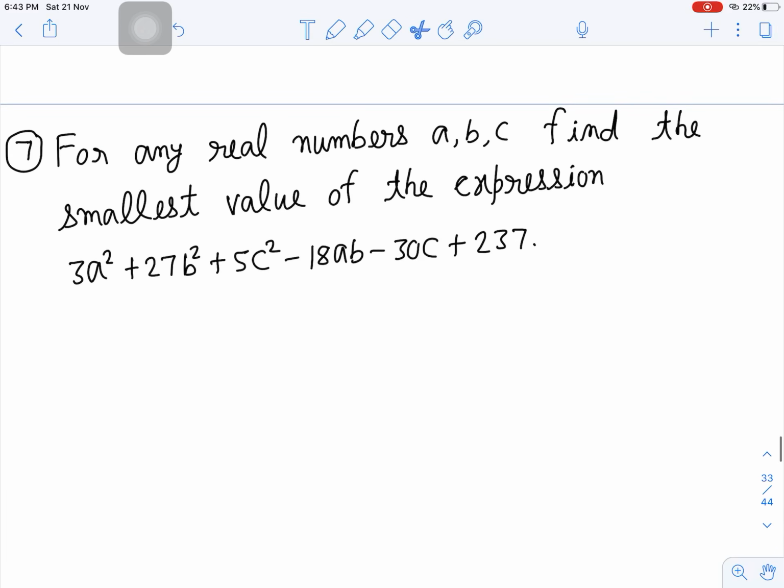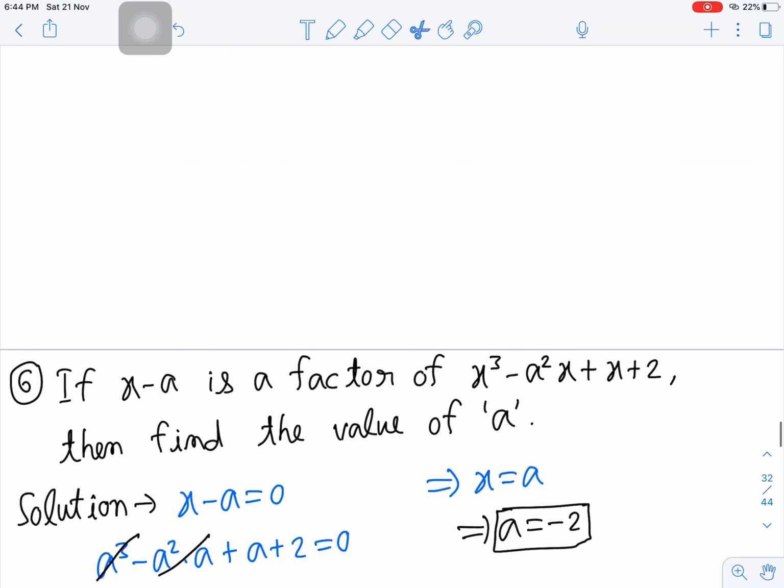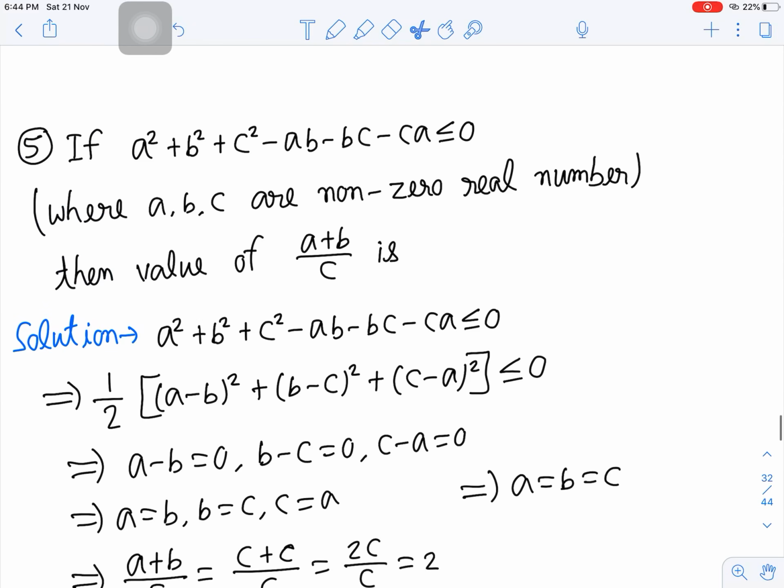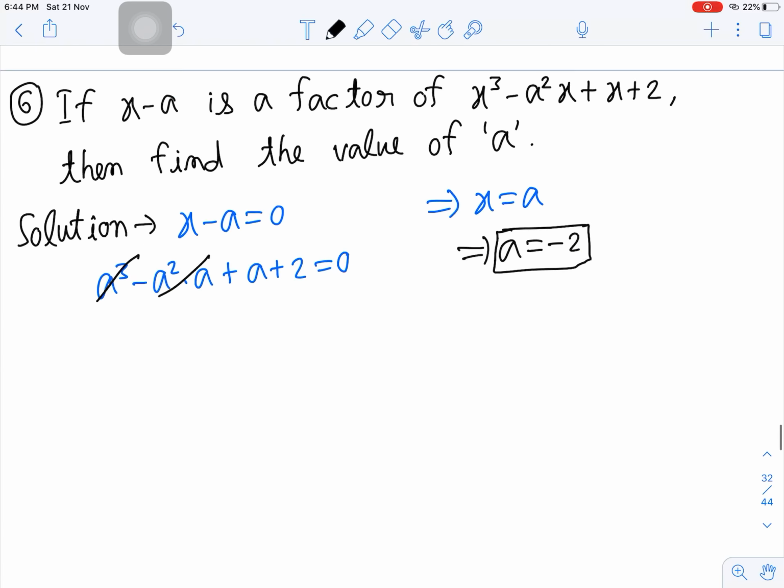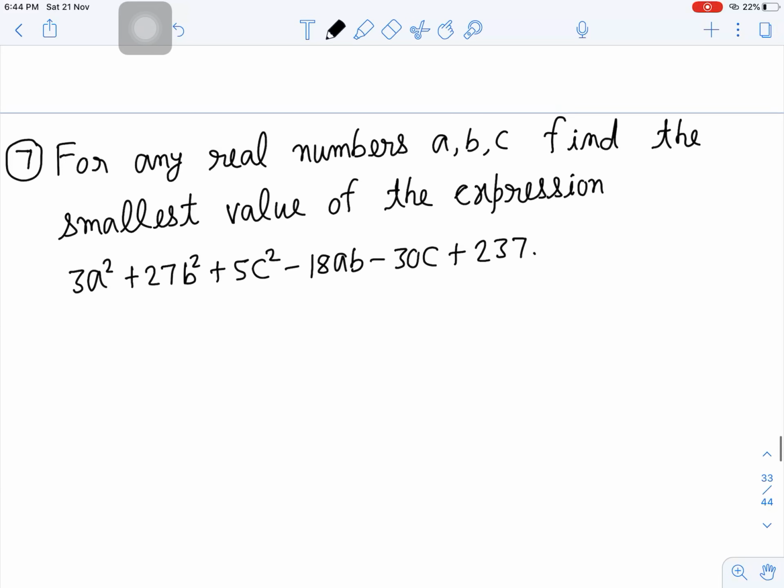Okay, then question number 7. For any real numbers a, b, c, find the smallest value of the expression 3a square plus 27b square plus 5c square minus 18ab minus 30c plus 237. So just now we have solved a question related to a square plus b square plus c square minus ab minus bc minus ca, so that we can express in this form actually, right? Okay, so we'll see whether that concept will work here.